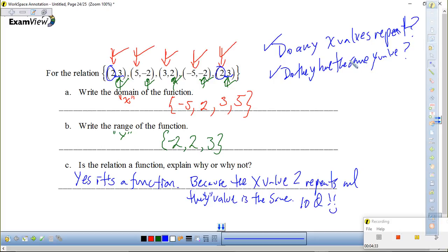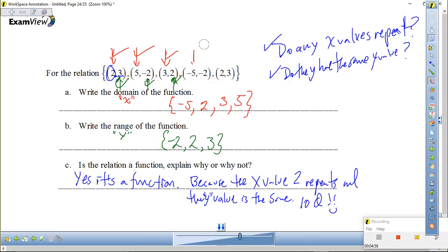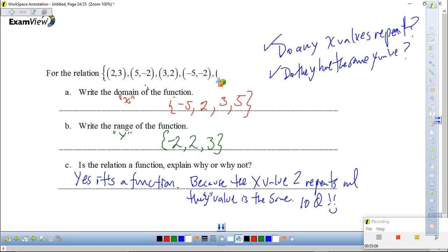Are we there? So let me ask you this. Look up. Let me erase my markings here. Okay? If I was to cover this up, look at these. Do any of the X values repeat? No. But can we tell by that information if it's a function or not? No. Can we tell that it's not a function?